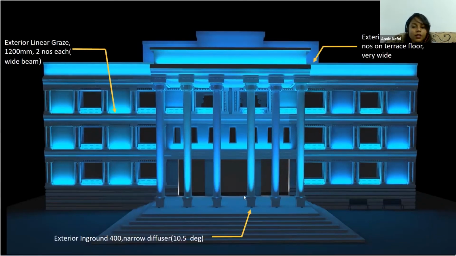Okay. So here what I've done is I've used the exterior in-ground series with a narrow beam so that the light is able to reach up to the height of the pillar. And for the window sills and the solid facades on each story, I've used exterior linear grazers, the 4-foot version with a wide beam. Similarly, for the crown lighting as well, I've used the exterior linear grazers with a wide beam, which are connected end to end. And for the top portion of the terrace, I've still used an exterior wash 200 to create a nice soft lighting effect.